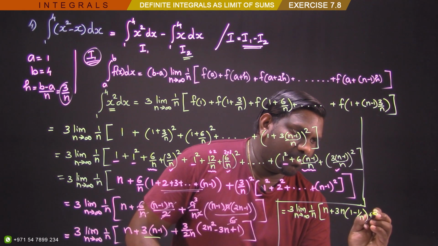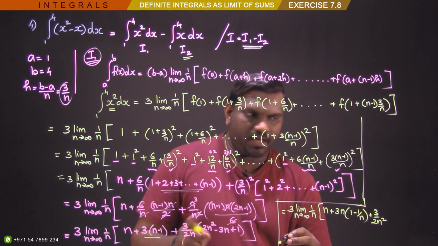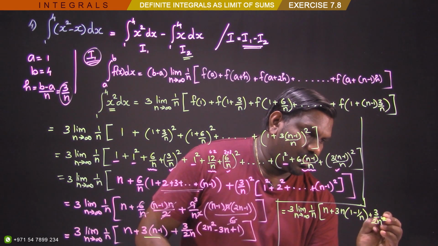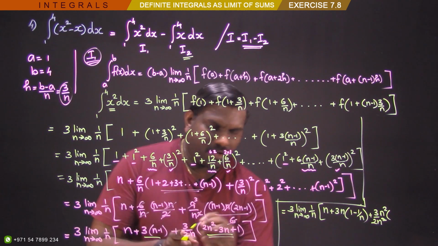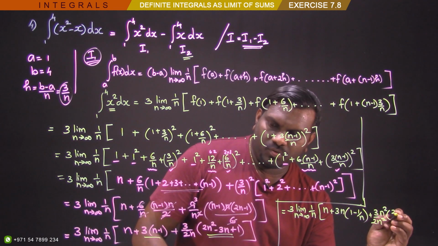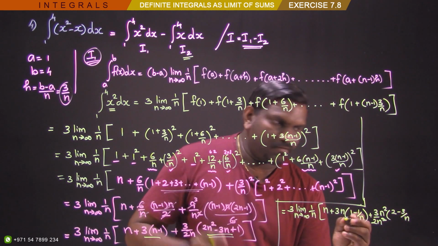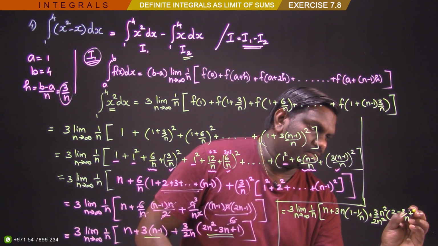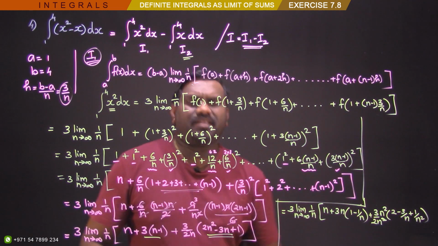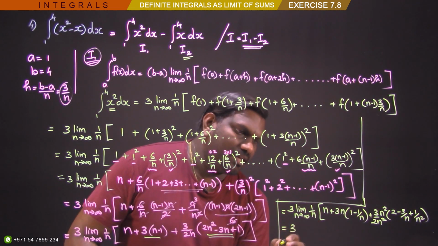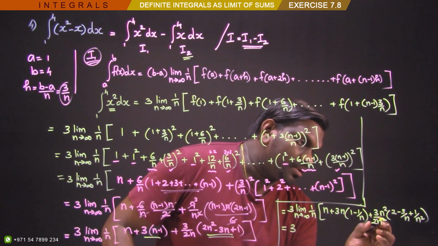It will be 3 by 2n square, okay, n square, not this one dear, above n square. I am taking it out from this bracket. So when I am taking it out, it will be 2 minus 3 by n, because n square went out, plus 1 by n square, right? That's it. Now you just need to take n outside and cancel also.